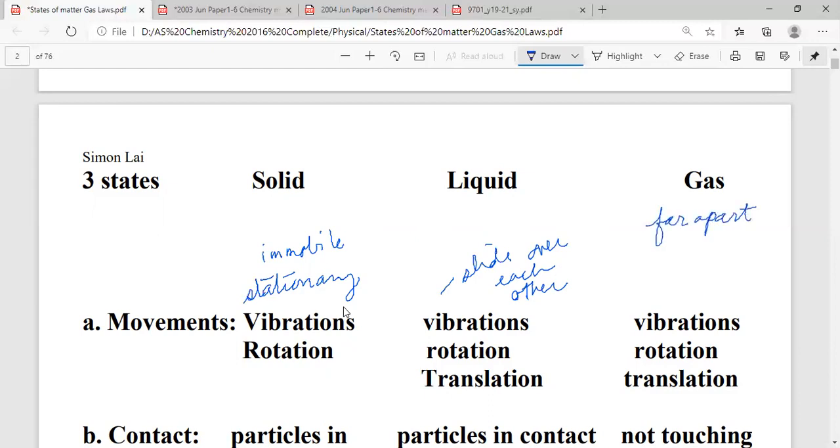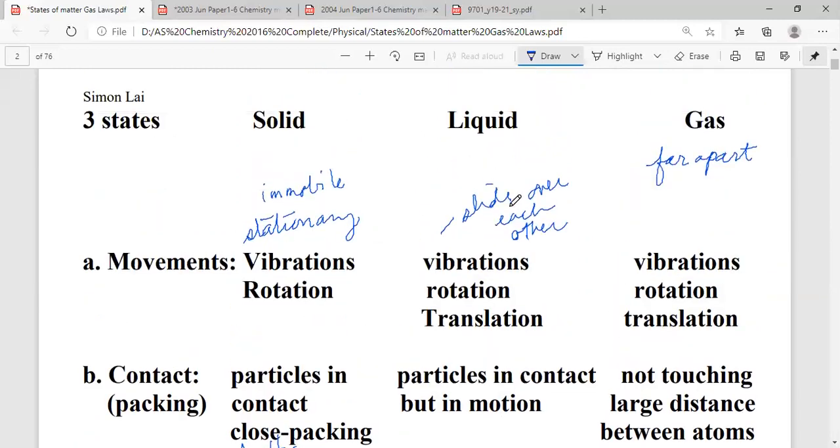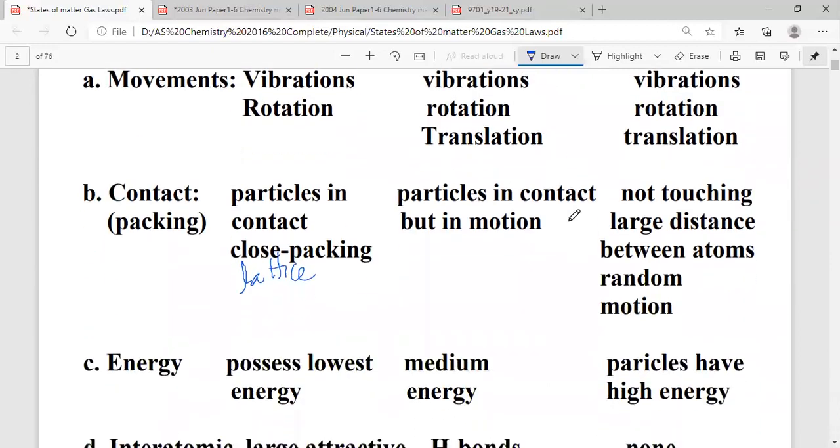Okay, you see the no touching is here, right? Particles contact, close packing. Of course, it's called lattice. Okay, particles contact by motion. I said the word they use is slide. They slide over each other here in Form 5. Here they don't touch at all. The distance is very far. Further than the molecular size, they would say.